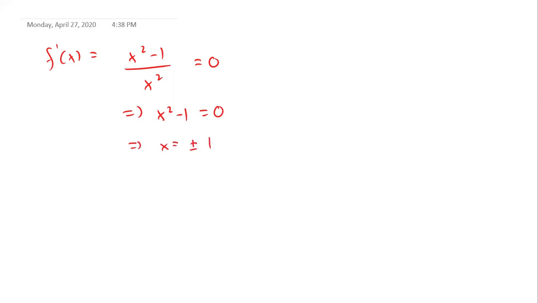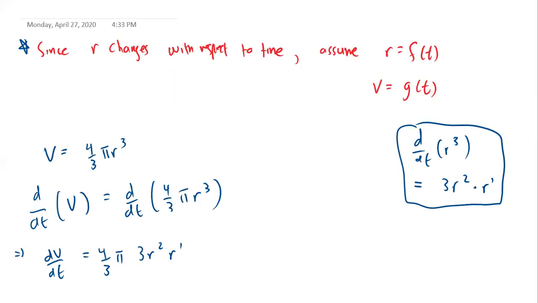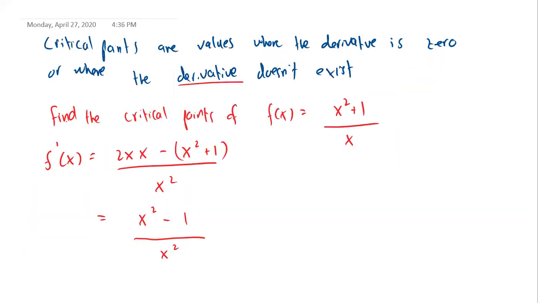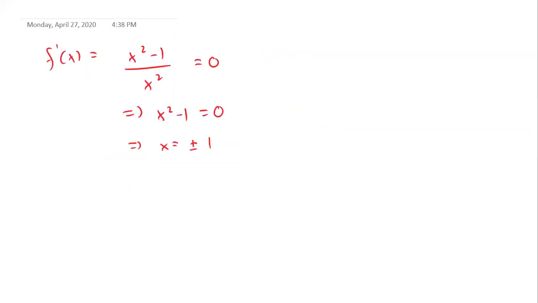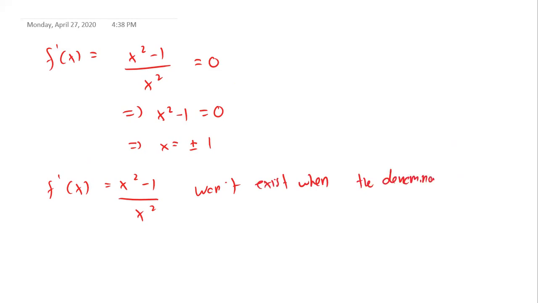But now remember, by the definition, we also need to check places where the derivative doesn't exist. Those are also critical points. So where does the derivative not exist? So notice that f prime of x won't exist when the denominator equals 0. That's the only thing that will prevent this function from existing. Just look at the domain. Oh, I'm dividing by 0. I can't have that. So this won't exist when the denominator equals 0. So that means we get another critical point.